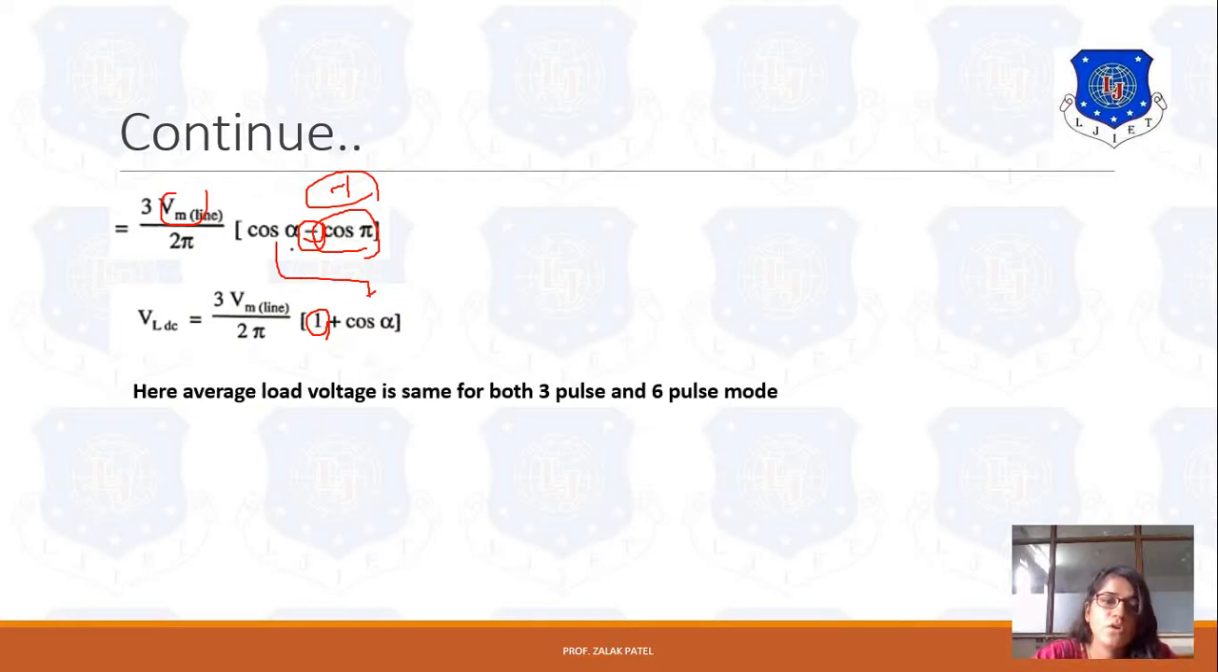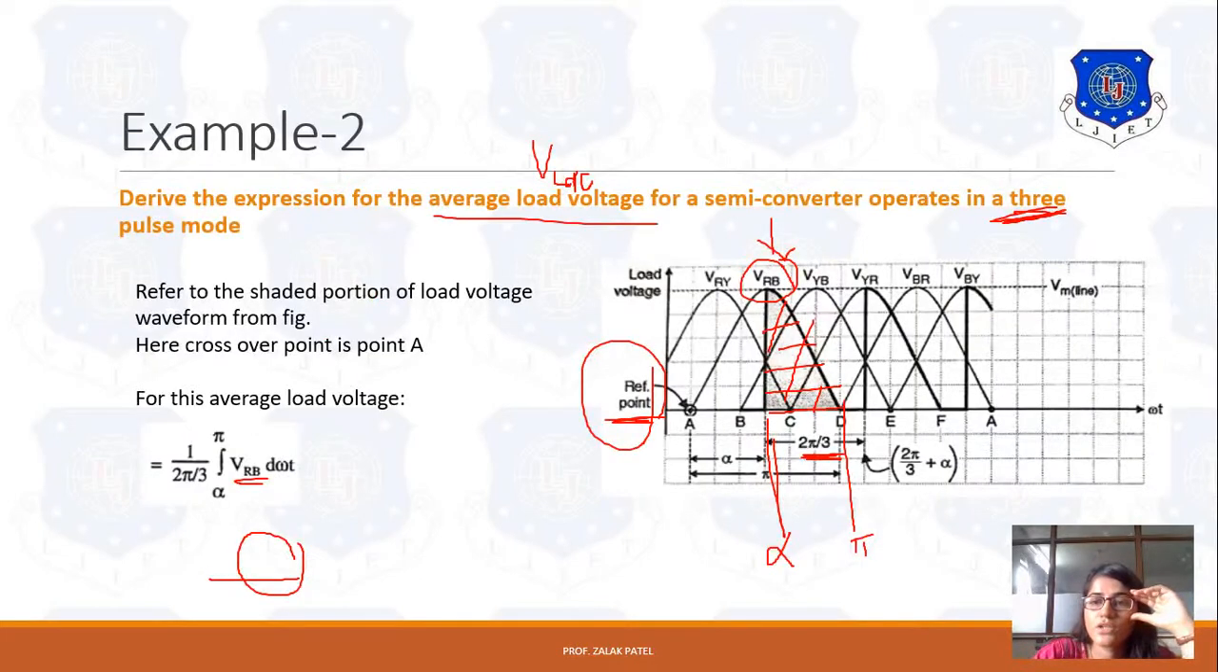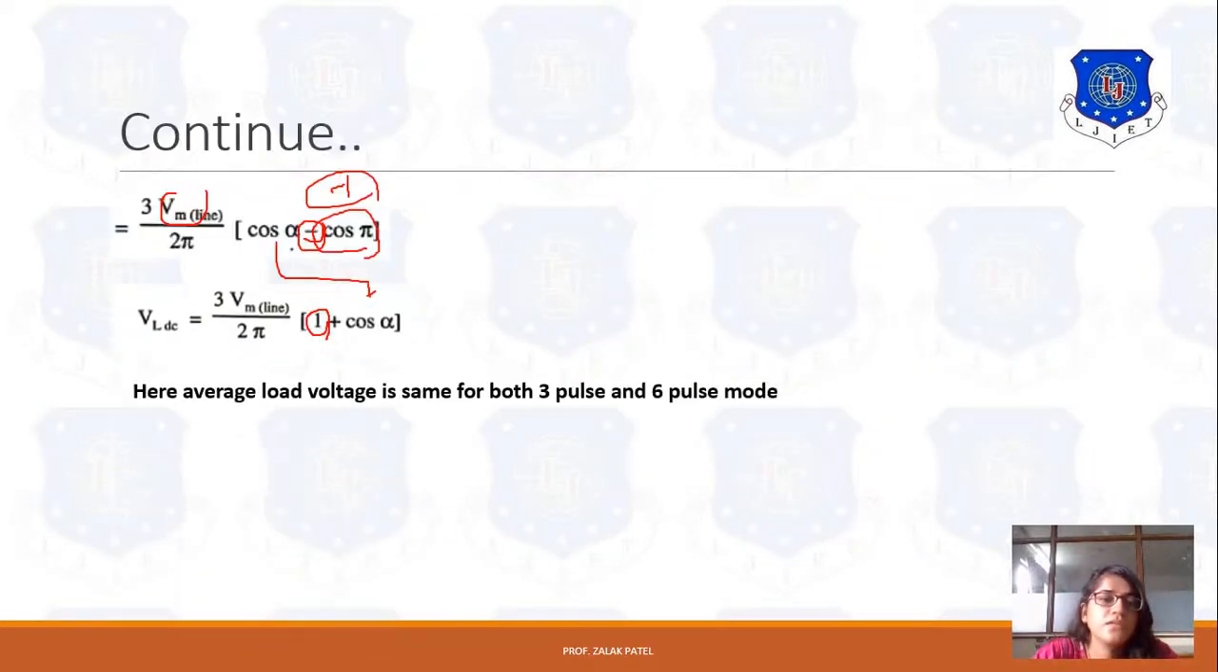Here the average load voltage is the same for 3 pulse as well as 6 pulse. So we calculated this for the 3 pulse case. You can also take the case of 6 pulse and calculate the VLDC. The answer for both is the same, this value 3 Vm upon 2 pi into 1 plus cos alpha. You should try this 6 pulse mode, and if you have any query in getting the answer like this, then message me on my WhatsApp number, then we will solve that in the next session.